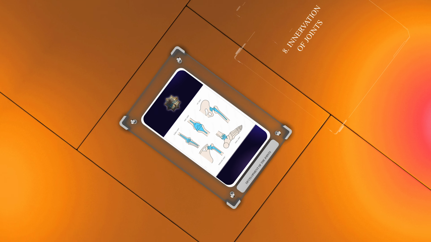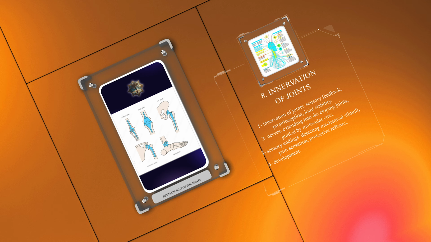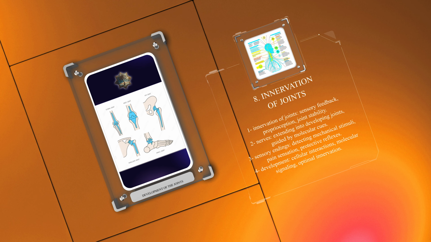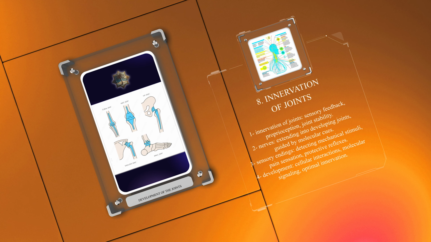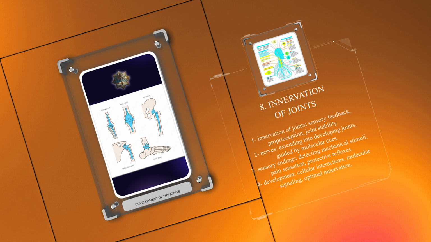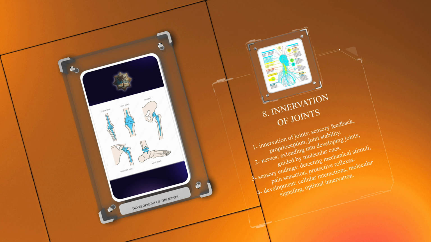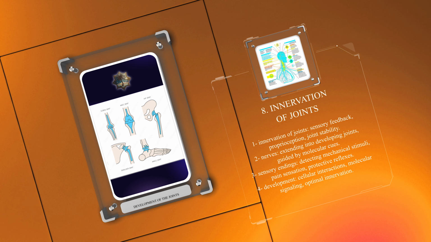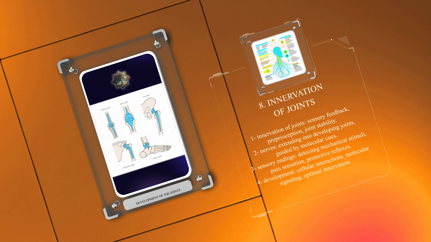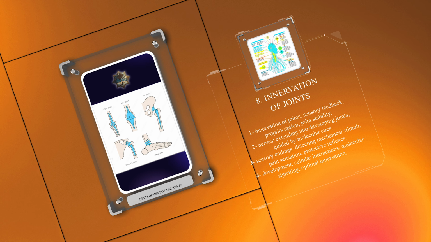In summary, innervation of joints is important for sensory feedback, proprioception, and joint stability. Nerves extend into developing joints guided by molecular cues. Sensory endings detect mechanical stimuli, enabling pain sensation and protective reflexes to avoid injuries. Development relies on cellular interactions and molecular signaling for optimal innervation.